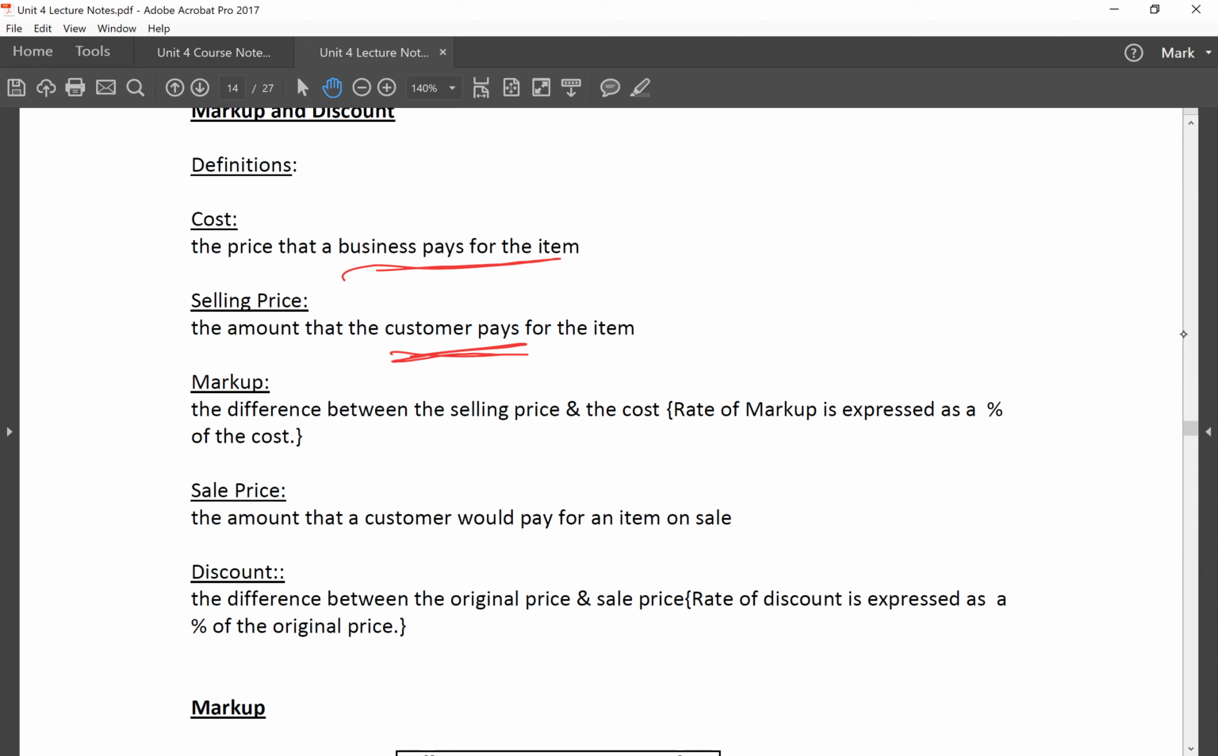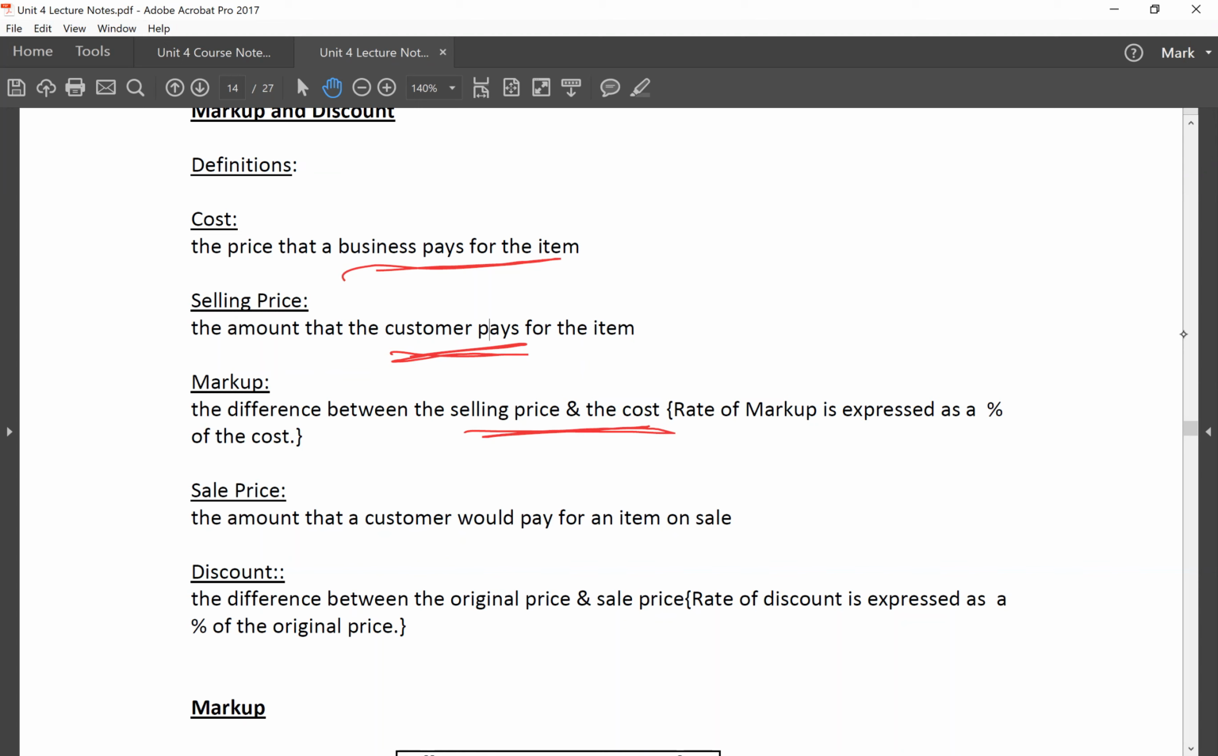Okay, so cost is what the business pays. Selling price is what the customer pays. Okay, so what's markup? Markup is the difference between the two. So markup is how much the price has been increased. If you decrease a price, it's called markdown, but we'll talk about that later. So markup is the difference between the selling price and the cost. We're going to do practice problems on this, don't worry. The rate of markup can also be expressed as a percent.